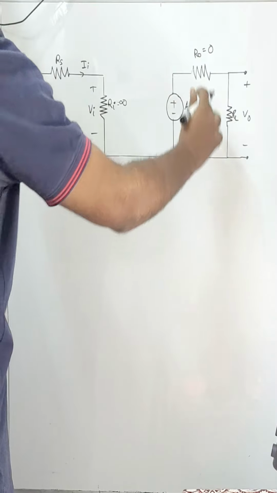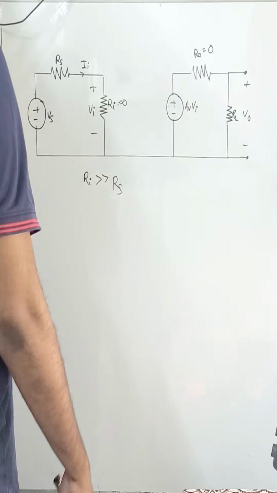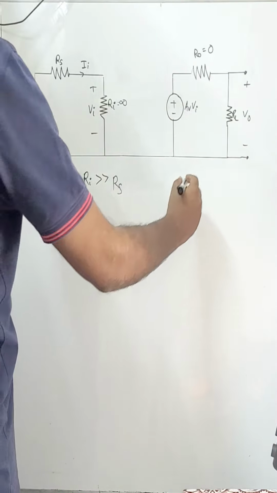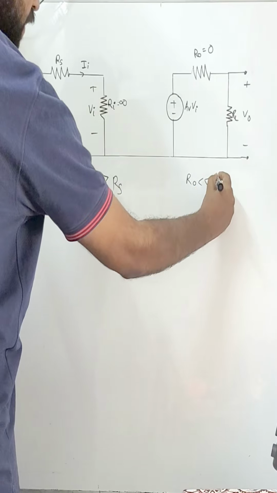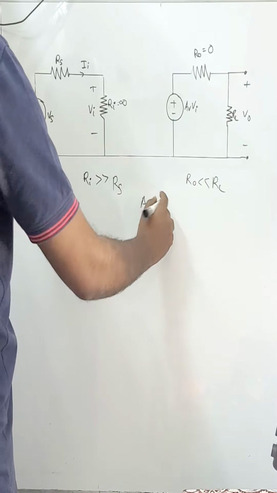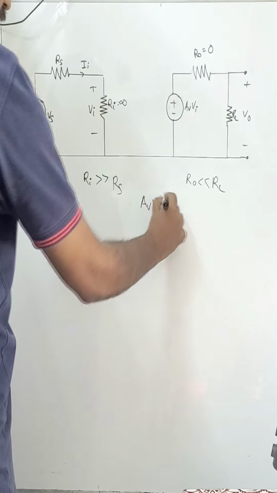Output resistance R0 should be 0. Normally it is not possible to make the output resistance 0. That's why practically R0 should always be very small as compared to load resistance. It is a comparative term. The internal gain of operational amplifier is ideally infinity, practically as high as possible.